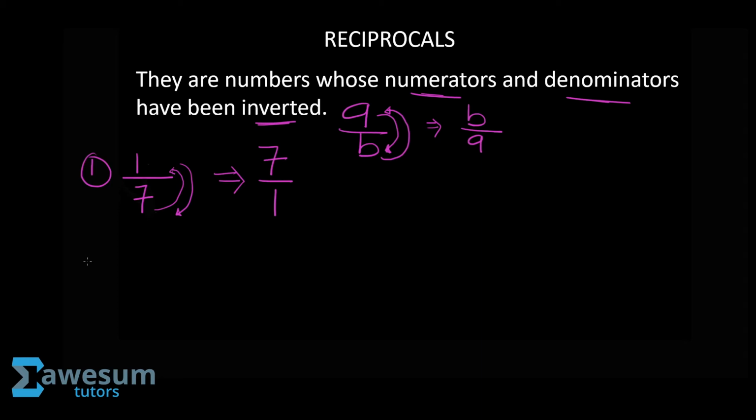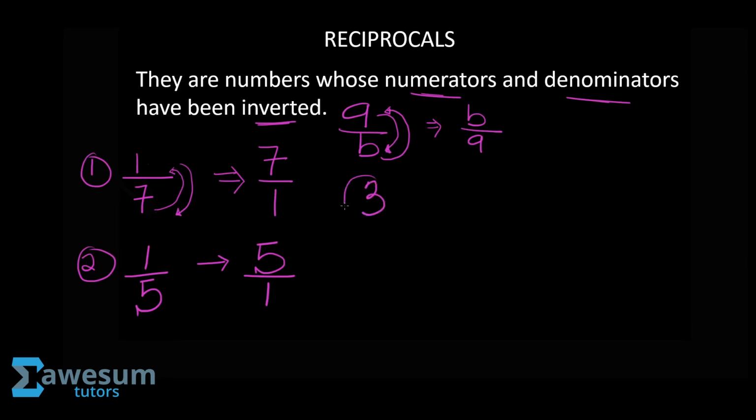Okay, let's look at another example. You have been asked to find the reciprocal of 1 over 5. What is the reciprocal of 1 over 5? The reciprocal of 1 over 5 is going to become 5 over 1, because the 5 goes to the top and the 1 goes to the bottom. So that's 5 over 1.